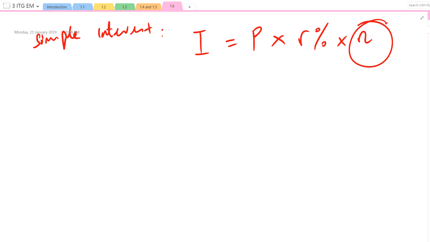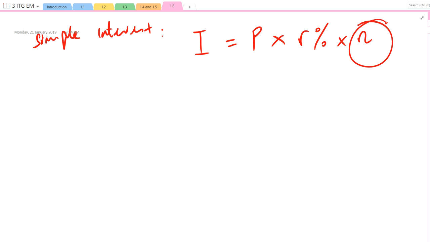The years? Is it the number of years? So far, your simple interest, right? Is it always given to you 5% per annum, 3% per annum? Has it always been the case? Then they always tell you, calculate the interest after 10 years, and so on and so forth, right? Have you seen a case where they say the interest rate is 3% every 6 months? Have you seen something like that before?